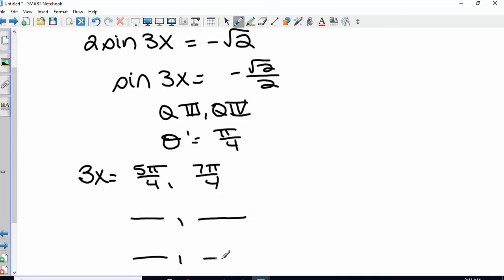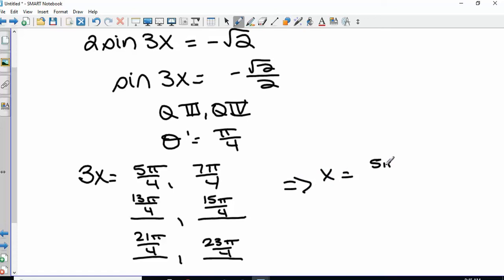What does the 3x tell me? Triple the solutions. So we need 4 more. How do we get them? So 2 pi, that's 8 over 4. So we get 13 pi over 4, 21 pi over 4, 15 pi over 4, and 23 pi over 4. Okay, so then to finish it, we have to divide every one of those by 3, or you could think of it as multiplying by 1/3.